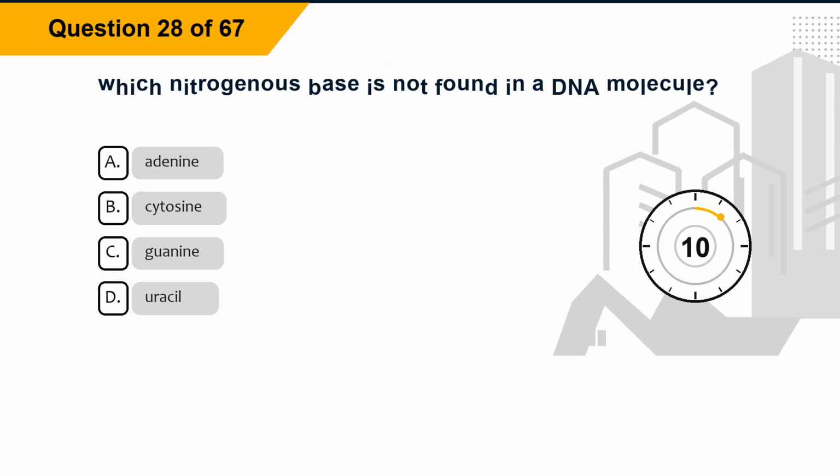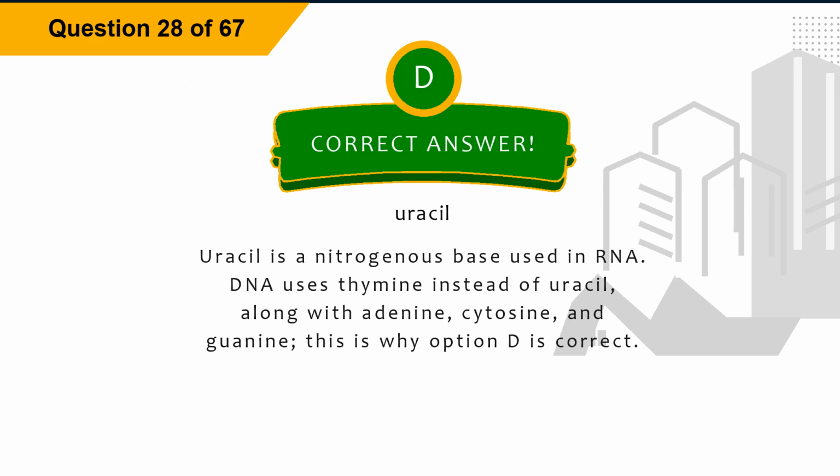Question 28. Which nitrogenous base is not found in a DNA molecule? Option A, adenine. Option B, cytosine. Option C, guanine. Option D, uracil. The correct answer is option D, uracil. Explanation. Uracil is a nitrogenous base used in RNA. DNA uses thymine instead of uracil, along with adenine, cytosine, and guanine. This is why option D is correct.